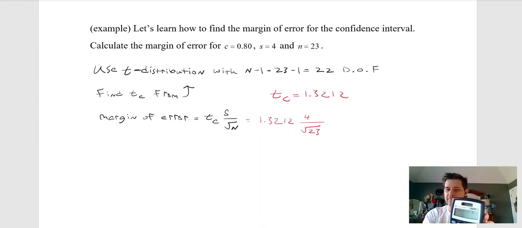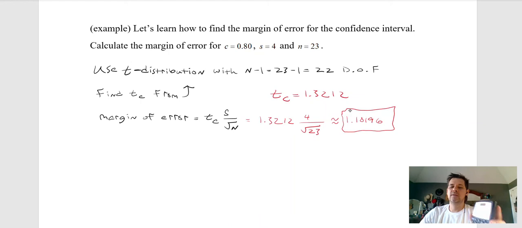That's how I would do it on my calculator. I don't have a fancy calculator, but that's how I would do it on this one. You might use your calculator slightly differently, and if you're not getting your answers right, you might ask me about that so we can sort out how you do this on your calculator. Anyway, the number I get when I do that is 1.10196. Okay, so there's my margin of error.